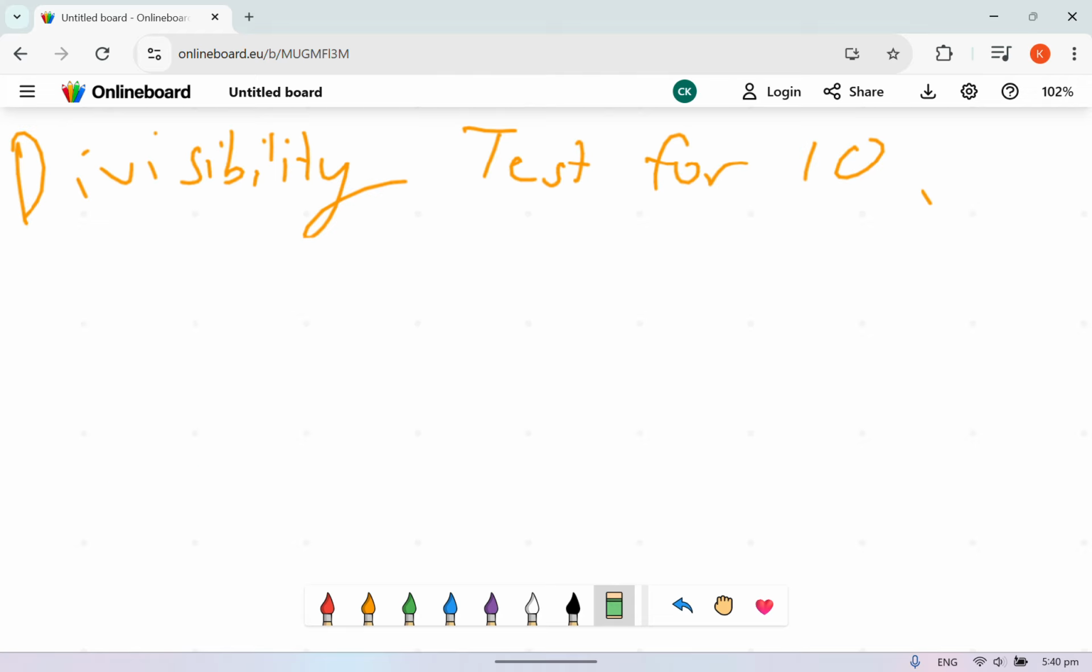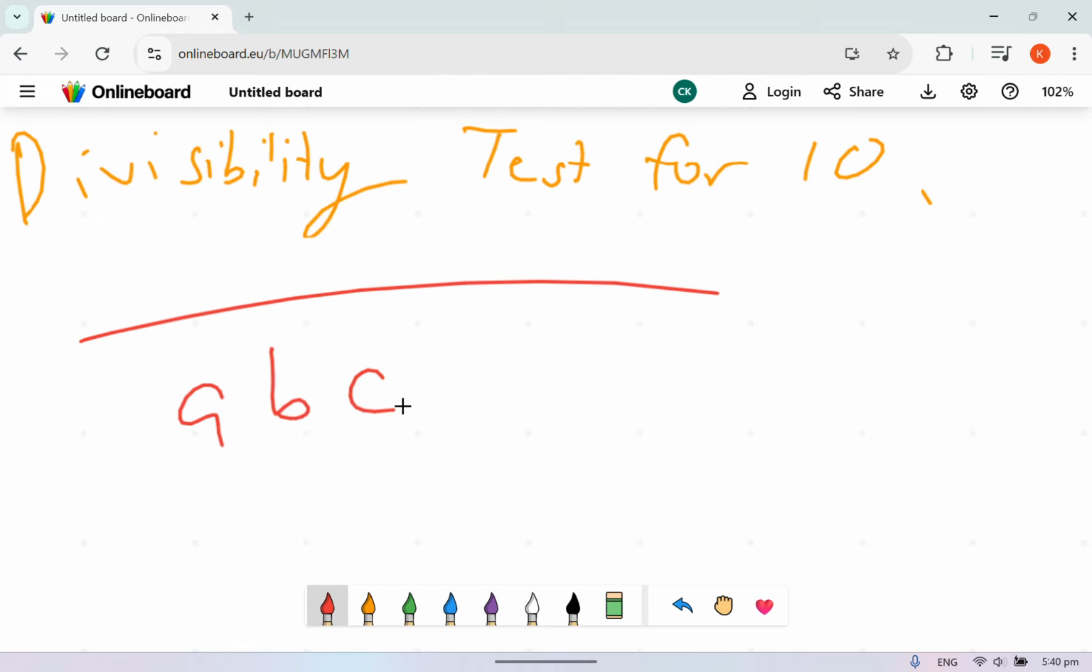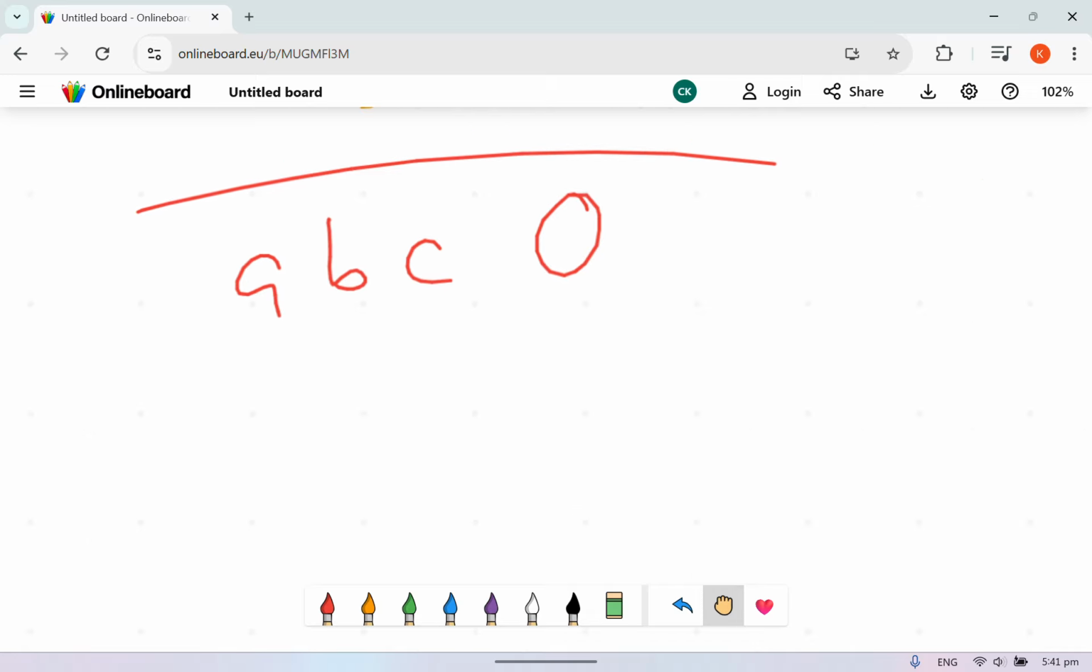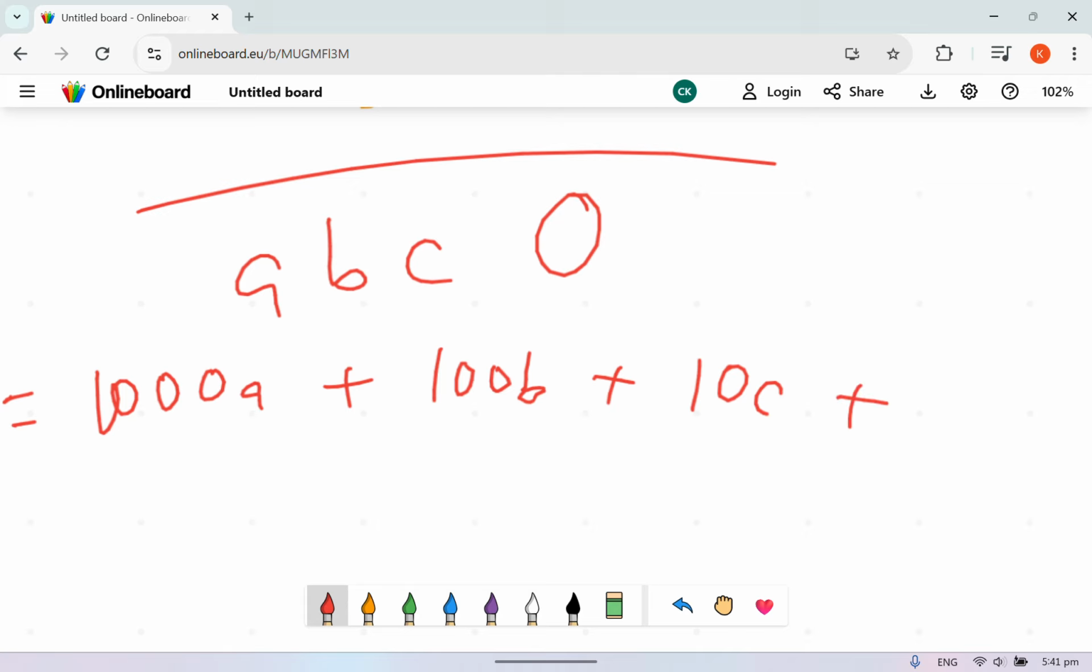But if you really want a super mathematical example, like not just this little listing, I can give you one. If you have A, B, C, 0, that will be 1000A plus 100B plus 10C plus 0. Agree?